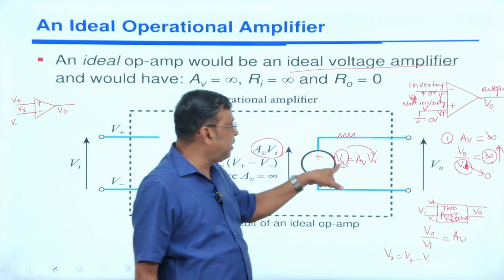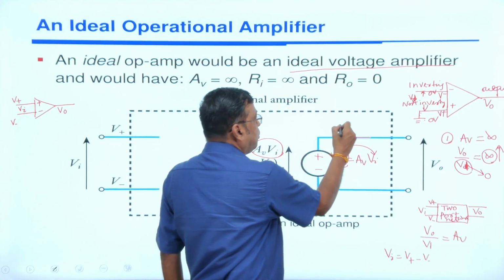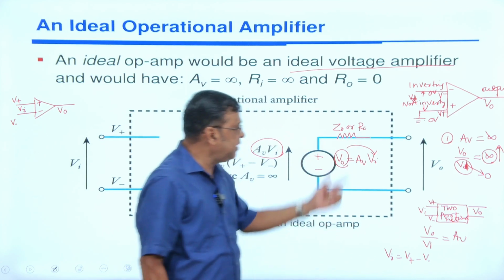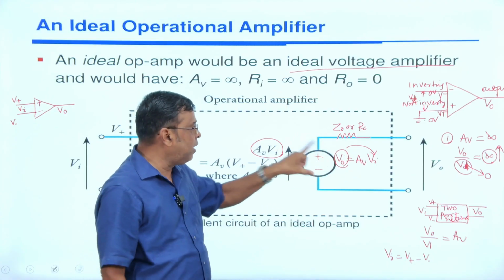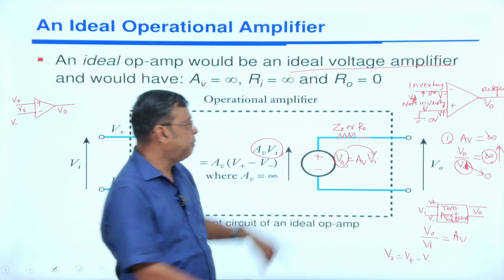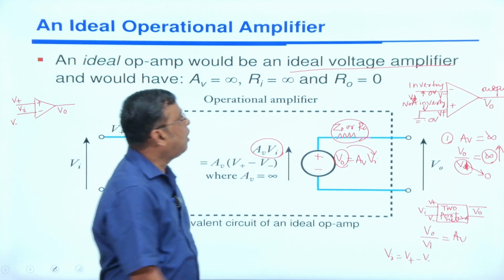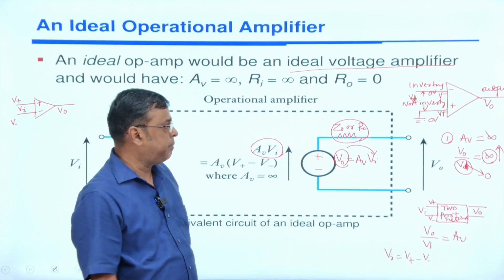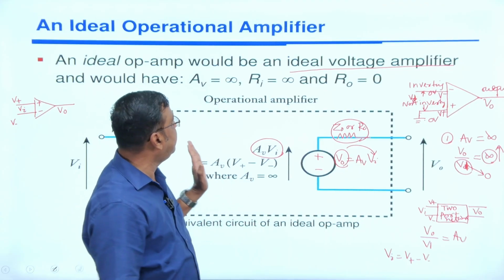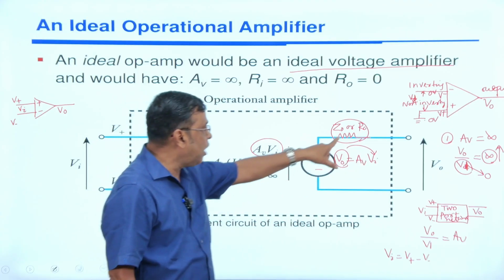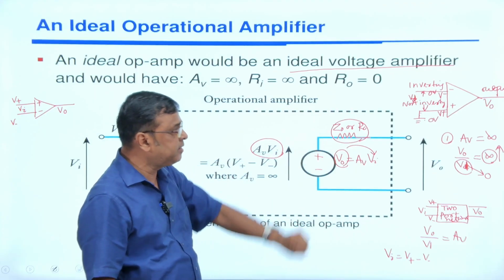If this is the output voltage, obviously the output impedance or output resistance is 0. So this resistance is neglected. That's why we have considered only the output voltage, because this resistance is neglected in case of an ideal voltage amplifier. In case of an operational amplifier, the output resistance is neglected. Why is the output resistance neglected?